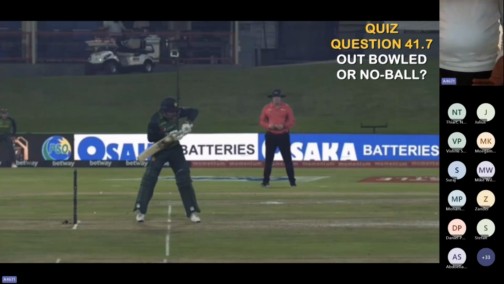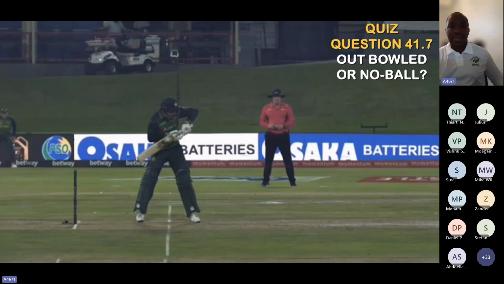Of course, if you see that it is above waist height with the striker standing upright at the popping crease, then you do indeed call and signal no ball, loud enough for everybody on the field to hear the call, so that fielders don't take a catch and celebrate, thinking that the striker is out caught when the striker is not out, because you cannot be caught off a no ball.